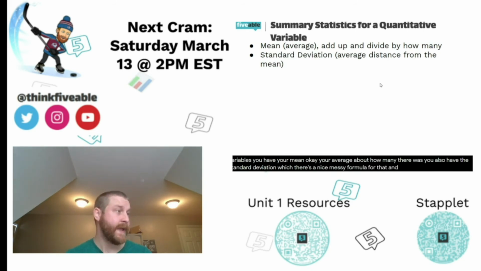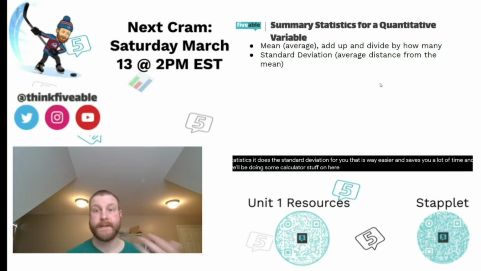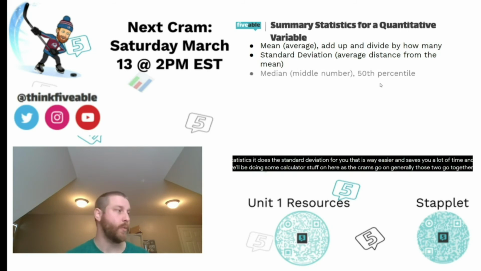And the best way of doing that is to use a calculator. Generally in class, I'll go through the process once. It takes like 15 minutes. And then I say, oh, looky here. If you type your data in L1 and then you go to stat, one variable statistics, it does the standard deviation for you. That is way easier and saves you a lot of time. And we'll be doing some calculator stuff on here as the crams go on. Generally, those two go together as well. More on that in a second.